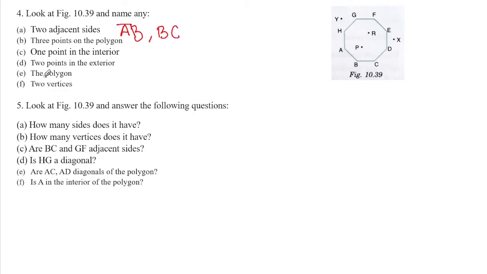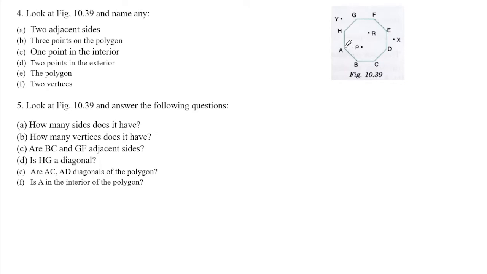There we go. That's the answer for this question. Now, we need to name 3 points on a polygon. Okay? So, any 3 points on the polygon. So, on the polygon, which means on this line over here, any 3 points. Okay? Any 3 points on this polygon.